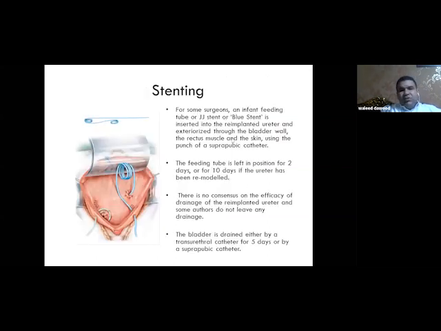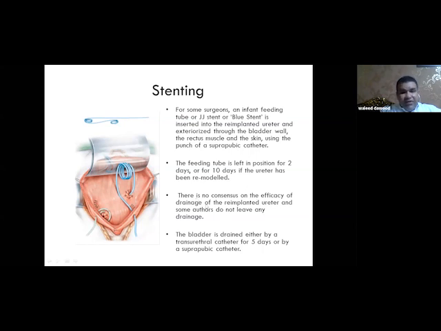If you put a stent, you have to put either an infant feeding tube, a double J stent, or a blue stent. The blue stent has two coils, one in the kidney and the other in the bladder, and it can be removed externally without anesthesia. The feeding tube is kept in position for about 2 days, or 10 days if the ureter was remodeled.